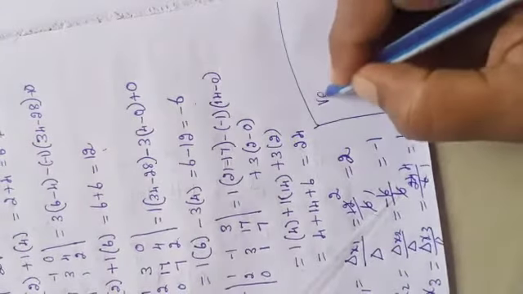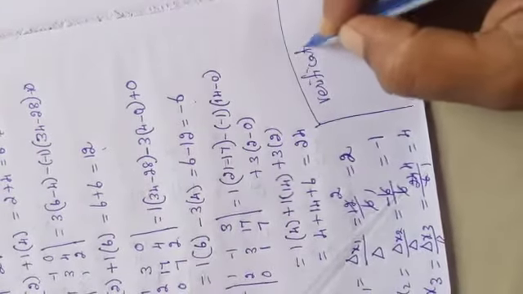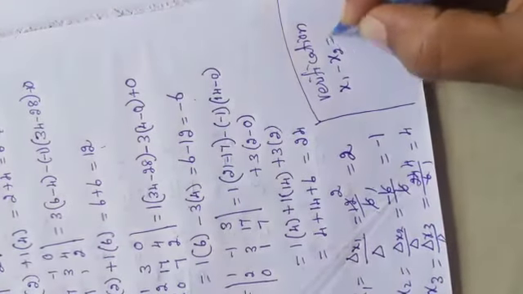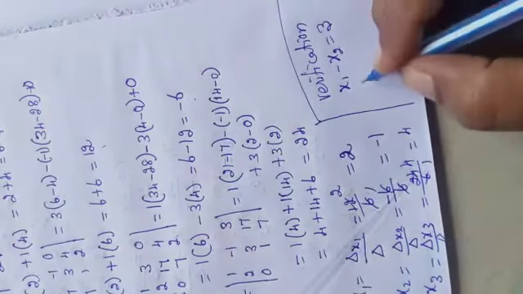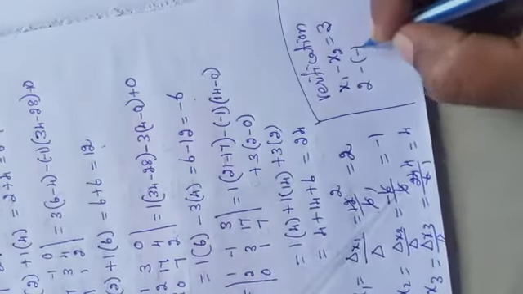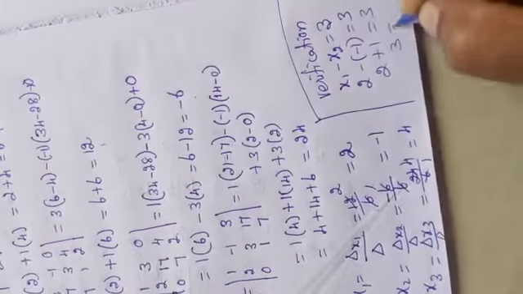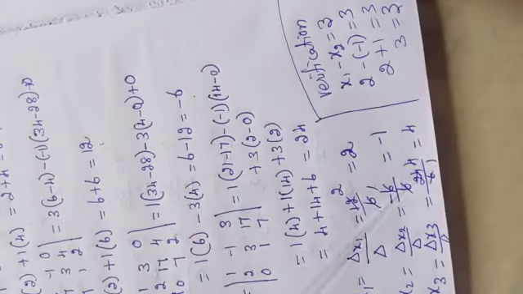Shall we verify? See, verification. The first equation given is x1 minus x2 is equal to 3. Shall we substitute? See, 2 minus of minus 1 equals 3. Yes, 2 plus 1 equals 3, or 3 is equal to 3.